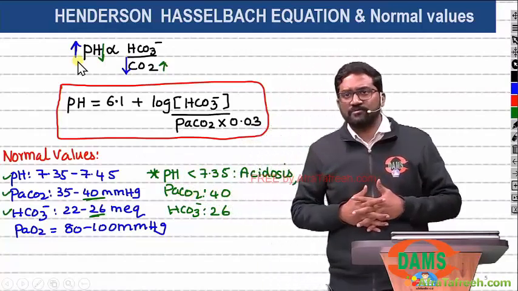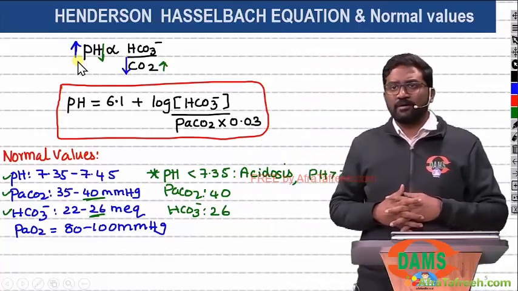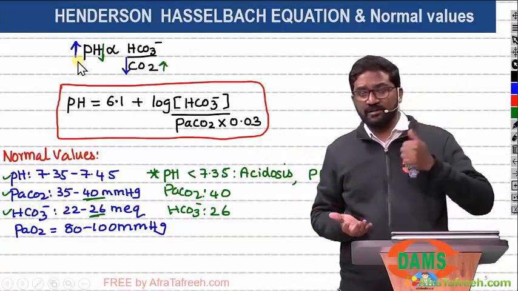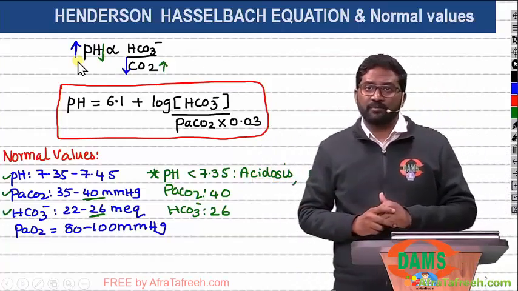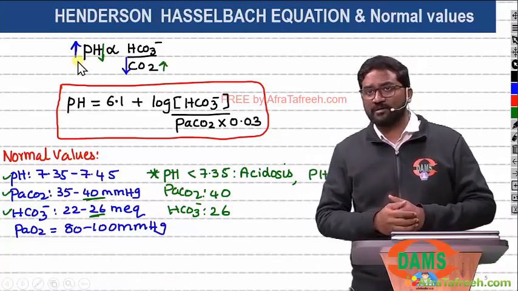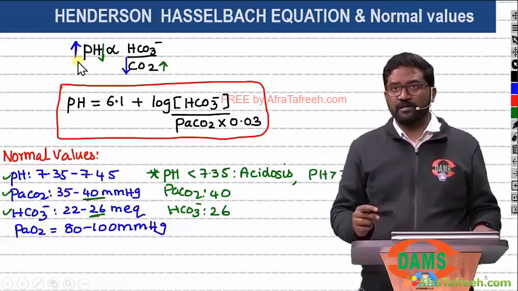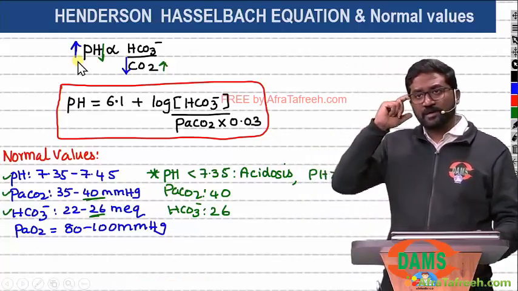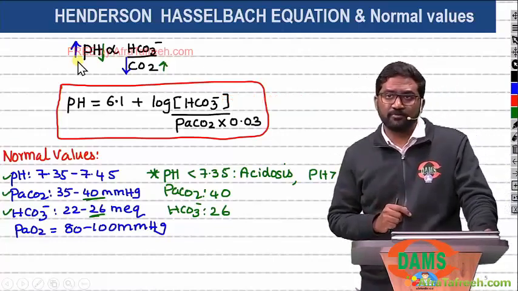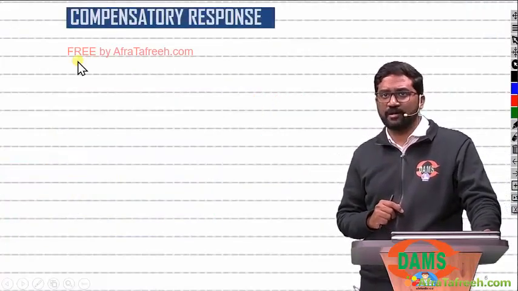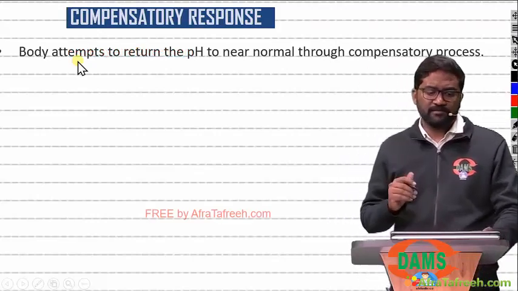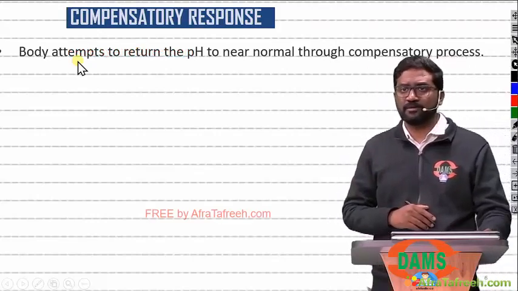So in very simple words, if primary disorder is acidosis, how will your body fight? By generating alkalosis. If primary problem is metabolic, how will your body fight? With respiratory, and it will be vice versa. Now this temporary defense mechanism, which is bringing the pH to near normal, is referred to as compensatory response. Write down the definition. Compensatory response is nothing but the body's attempt to return the pH to near normal.